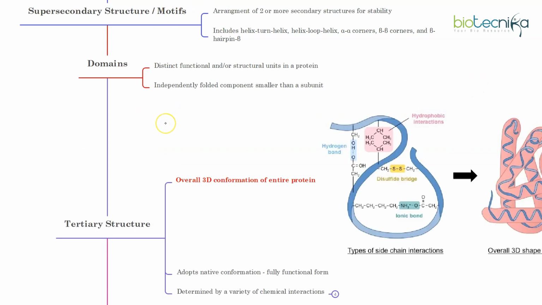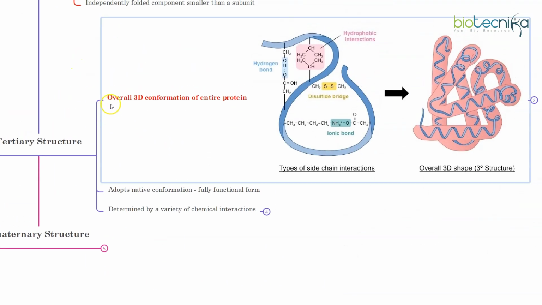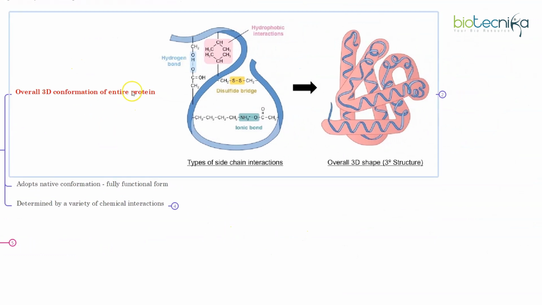Moving on to the next category, that is tertiary structure. So what is tertiary structure all about? It is the overall 3D conformation of the entire protein. Now you can see there are some helices, sheets, turns, loops, coils. Together they have taken the overall 3D structure.